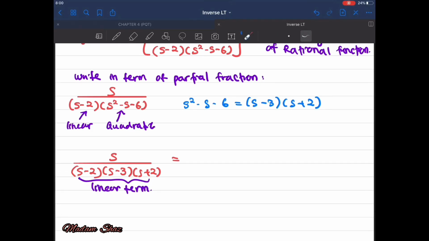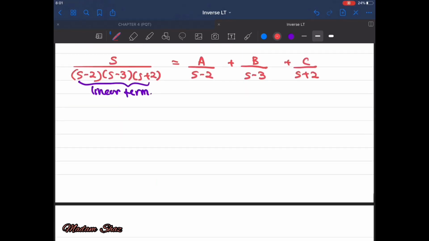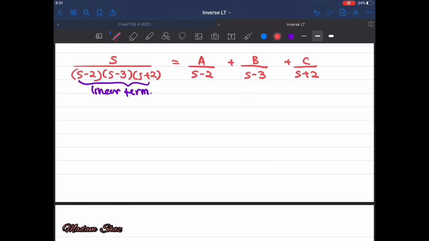So now how to write your partial fraction? For the s − 2, this one will become A over (s − 2), plus, for the second bracket, s − 3, B over (s − 3). For the third bracket, s + 2, this one will become C over (s + 2). So now in order to find the values for the constants A, B and C, we need to eliminate all the denominators at the bottom side here.